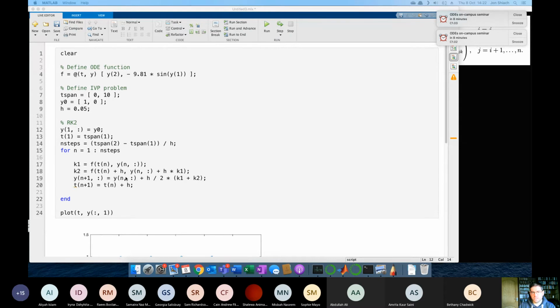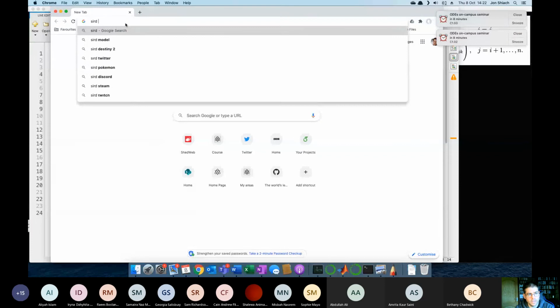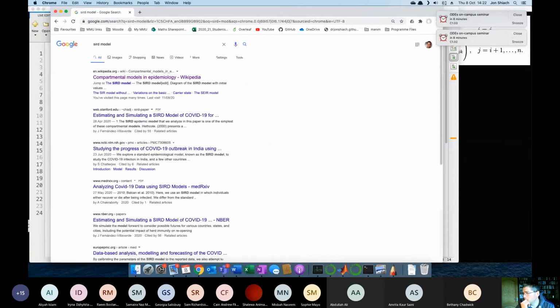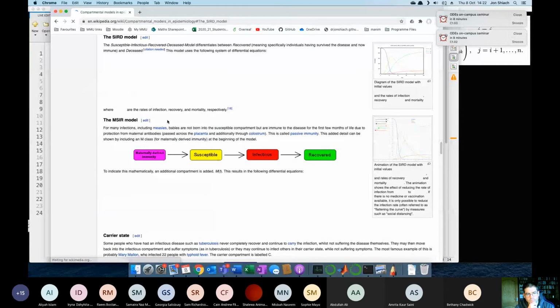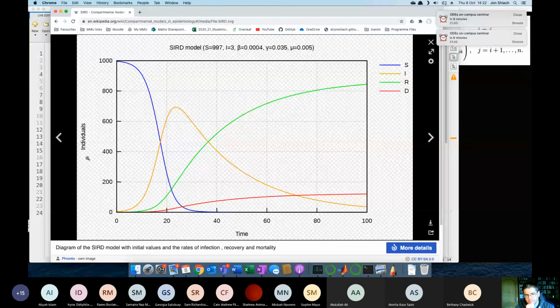One thing I would suggest is, and by all means, you're free to do this, it's not cheating, is actually look at the SIRD model. Okay, so if you look at the SIRD model, you can see what's a typical type of solution you should expect.